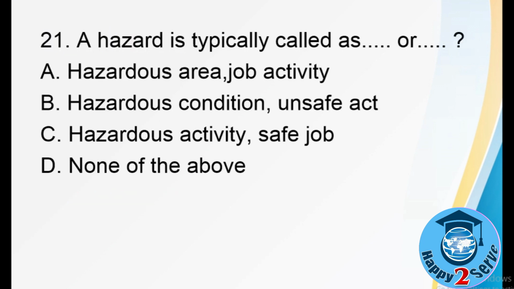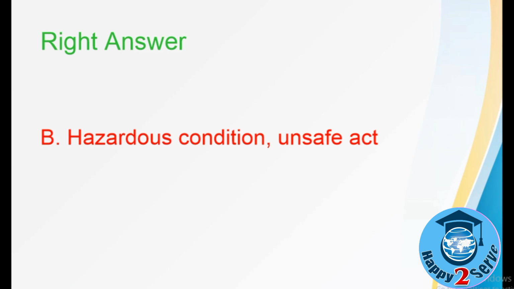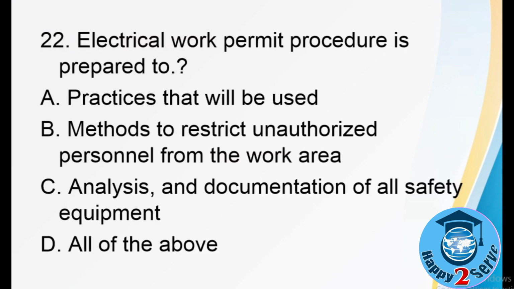21. A hazard is typically called as: A. Hazardous area, job activity, B. Hazardous condition, unsafe act, C. Hazardous activity, safe job, D. None of the above. Right answer: B. Hazardous condition, unsafe act.